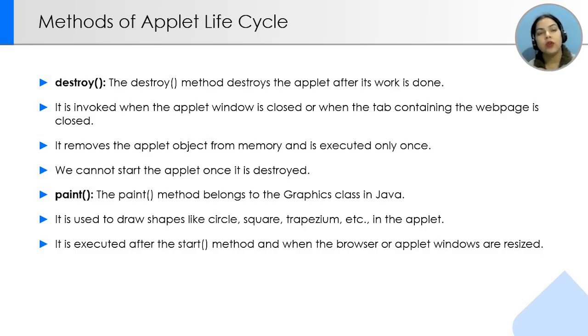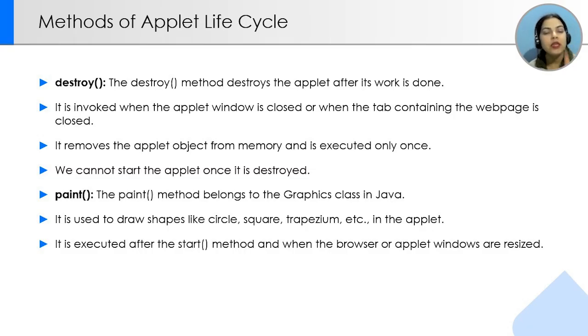We have to write down the code to run the applet again, and then it will start its working. Now next is paint. Paint method is a method which belongs to the graphics class in Java. That means there is a class that is graphic and there is a class that is applet. And to connect both these classes, we have a method which is known as paint method.